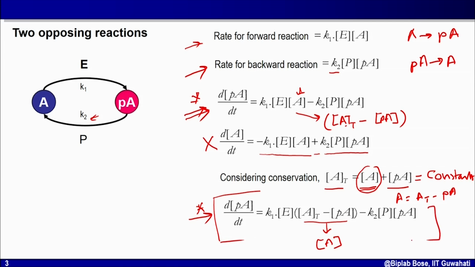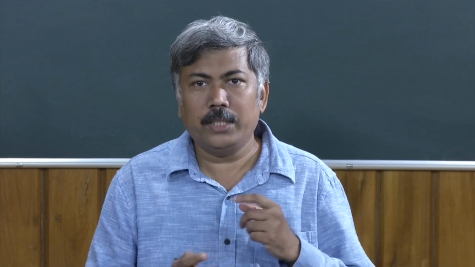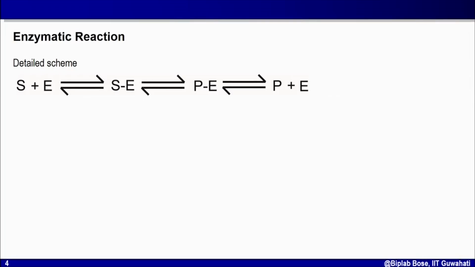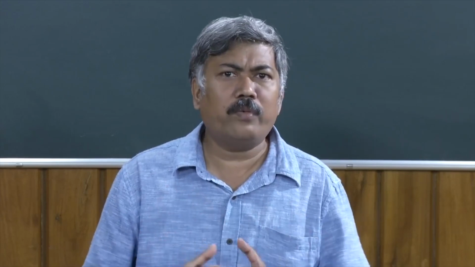So what I have done is first write two ODEs based on the forward and backward reaction, and then use the rule of conservation of the substrate to reduce them and combine them into one ODE. Very frequently you have to do that to reduce the number of ODEs in your problem. Now, till now I have not looked into the mechanistic aspect of the enzymatic reaction. I have simply got inspired from the law of mass action and written down the ODE.